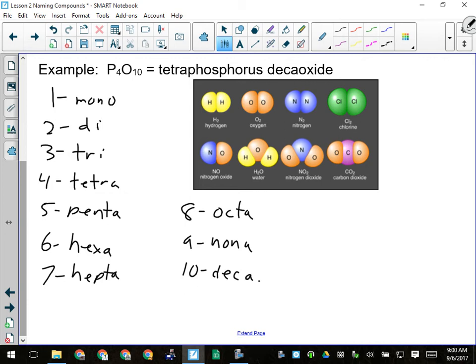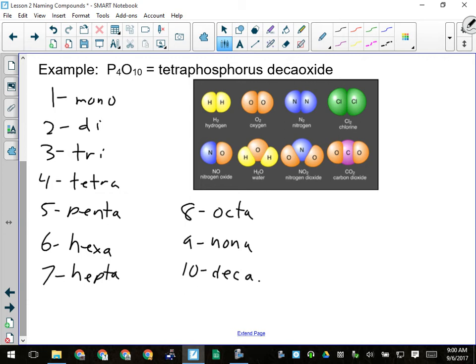Some elements bond to themselves. That doesn't make them a compound. A compound has to contain different elements, like these ones here at the bottom. So we want to make sure that we understand that there's a difference between a molecular element, that's the top row, and a molecular compound, that's the bottom row. A compound has to have 2 different elements in it.